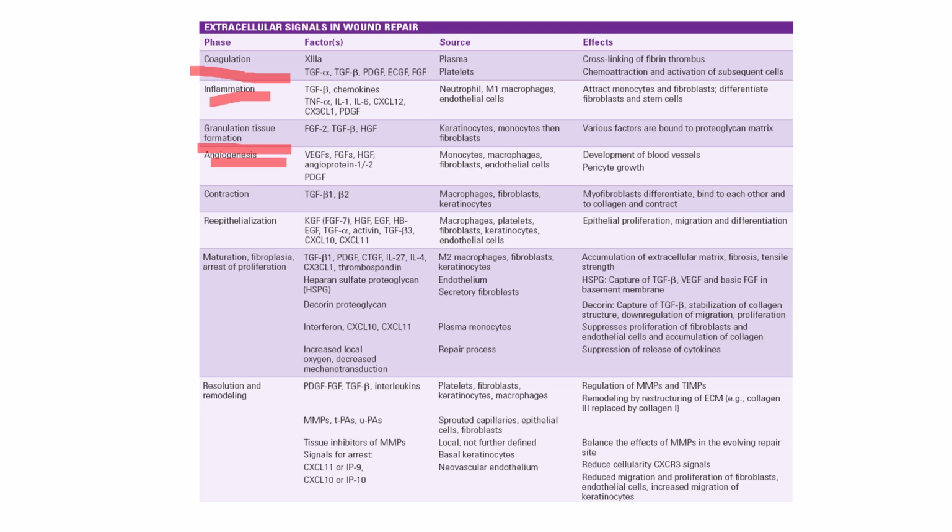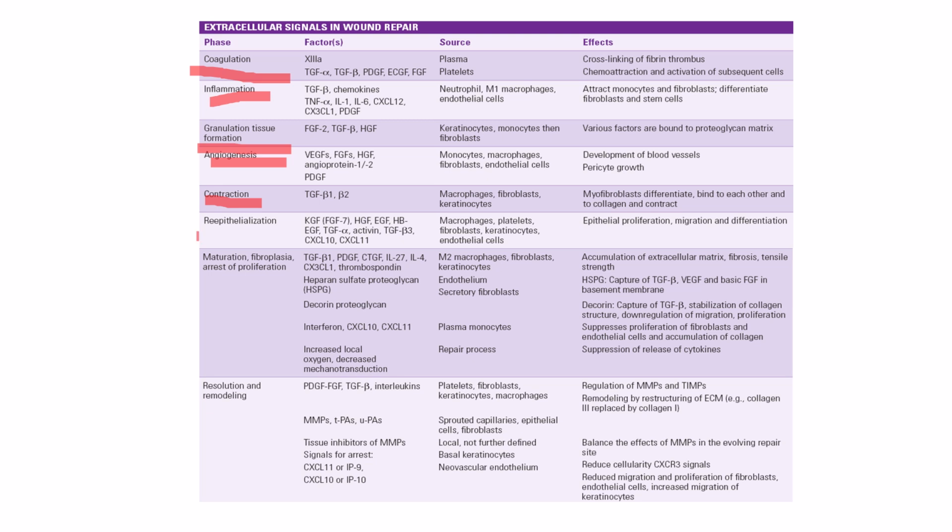Then another step is contraction. Here factors required are TGF beta 1 and beta 2, and these are derived from macrophages, fibroblasts, and keratinocytes. The effects are myofibroblast differentiation, binding to the collagen, and they also generate tension leading to wound contraction.